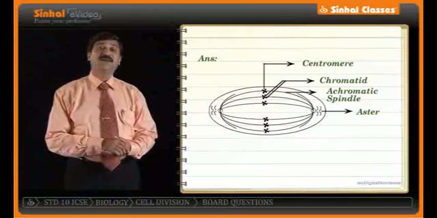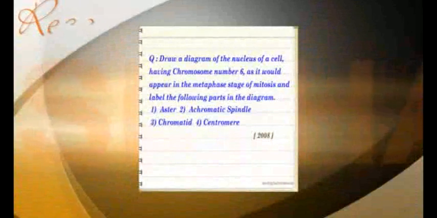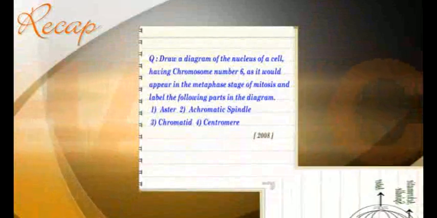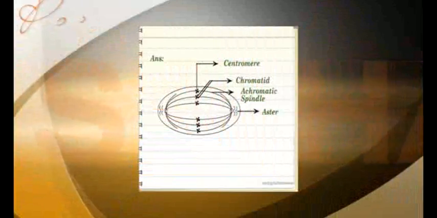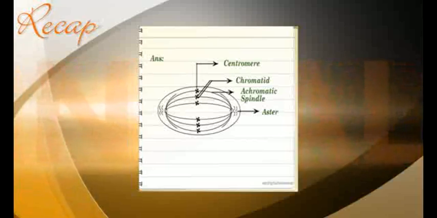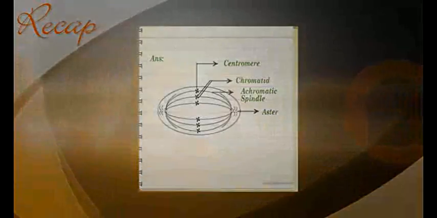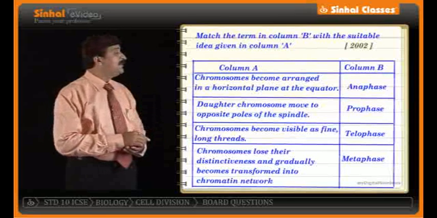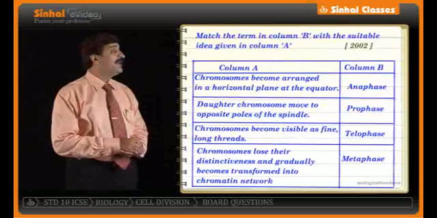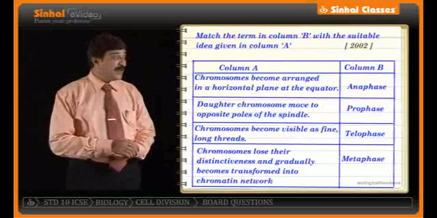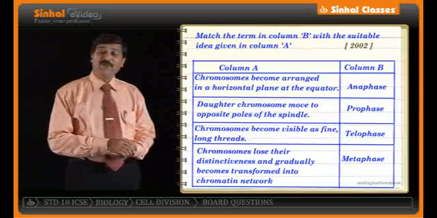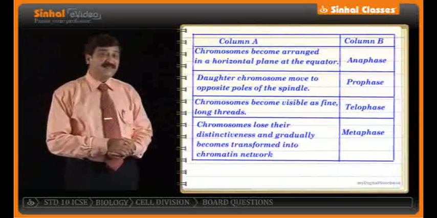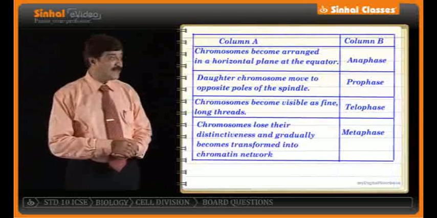See this question that was asked in the year. And the question reads, match the term in column B with a suitable idea given in column A. Now read properly what's given in column A and column B. See to it that you read each and every sentence properly to give a right answer.